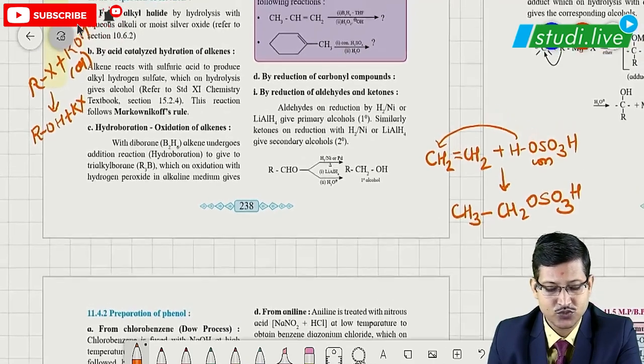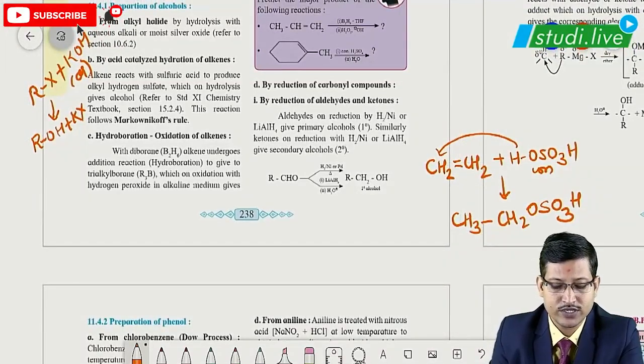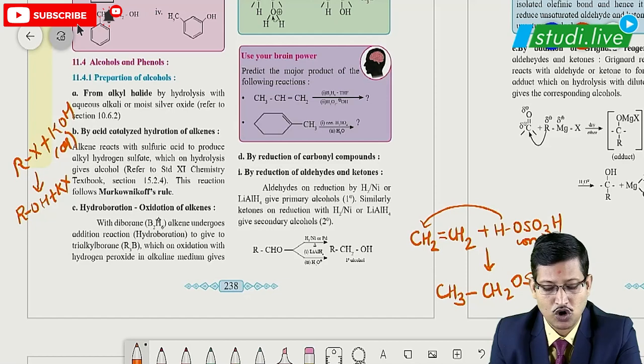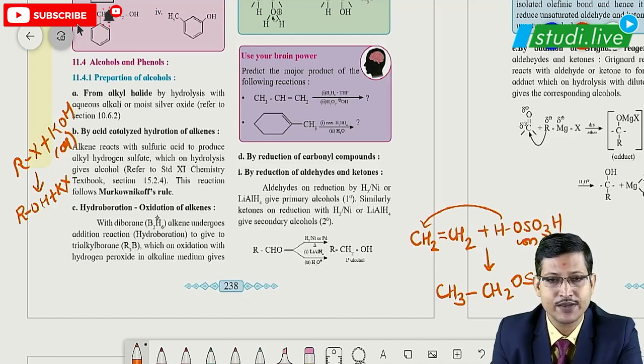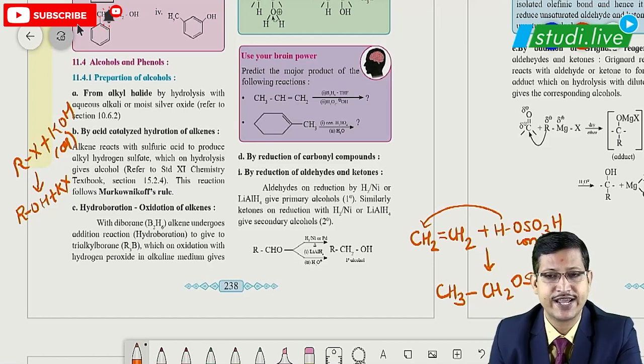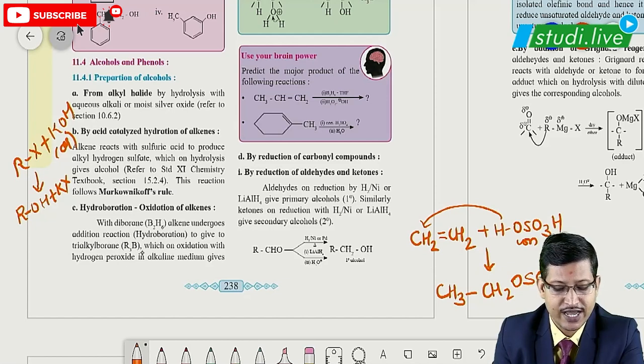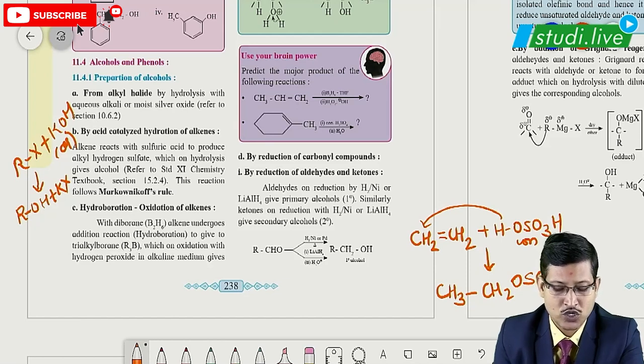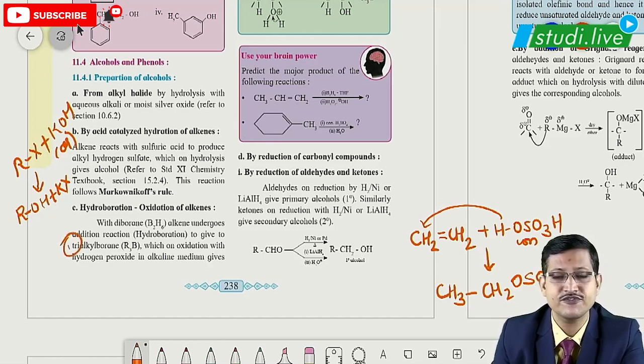Now the next reaction, this was your second reaction. Now the third one is hydroboration reaction. Now in case of hydroboration reaction, which is oxidation of alkenes, hydroboration needs a reactant called diborane. So it is diborane, that is B2H6, which will undergo addition reaction. When this undergoes addition reaction, it gives you the formation of trialkyl borane. So first step, that is alkene, will react with this diborane and it will give you the formation of trialkyl borane.